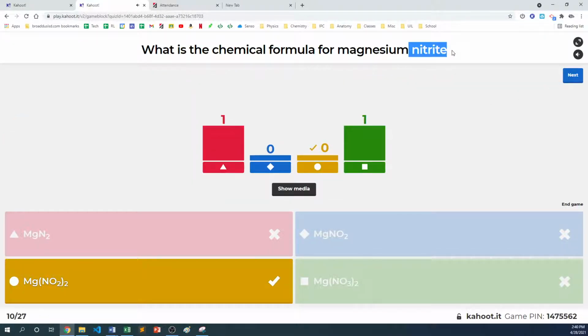So the ate version of nitrogen is NO3 -1. But this has ite on it. So that means remove 1 oxygen. The NO3 -1 becomes NO2 -1. Magnesium is a +2, so we need 2 nitrite ions, 2 of these to counteract the magnesium.